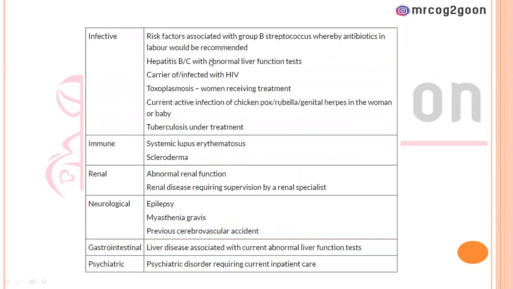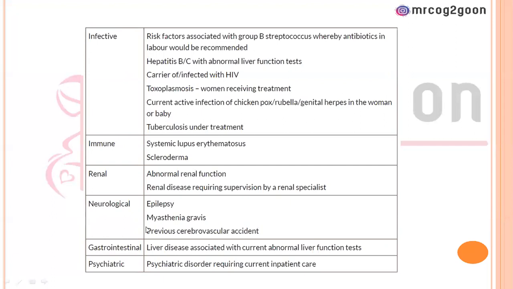Infections, because most of these have a high risk of transmission of the infection, like hepatitis B and C, HIV, toxoplasmosis, chickenpox, rubella, herpes, TB. If she is a carrier of group B streptococci, all these are high risk. Immune: you have systemic lupus and scleroderma. For renal, we have abnormal renal function and renal disease requiring supervision by a renal specialist.